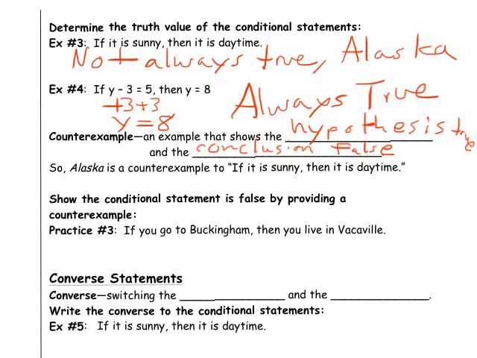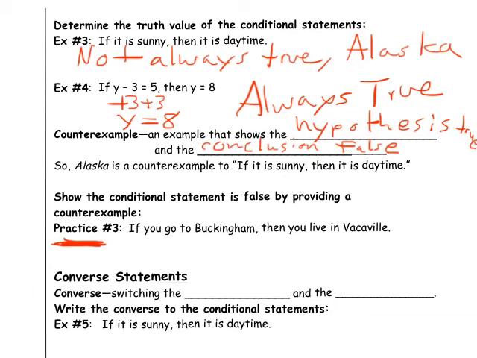List down a couple examples that you can think of, a couple counterexamples that show this statement is not true, right? That if you go to Buckingham, then you live in Vacaville. So we want to keep the hypothesis true, but we want to make the conclusion false. So we want to think of times when people do not live in Vacaville but still go to Buckingham. Okay, so go ahead and do that and pause the video.